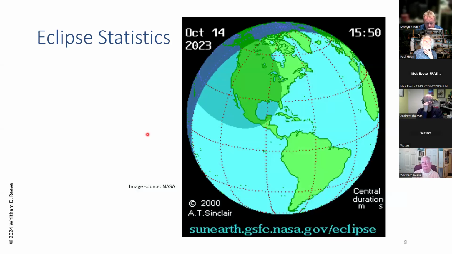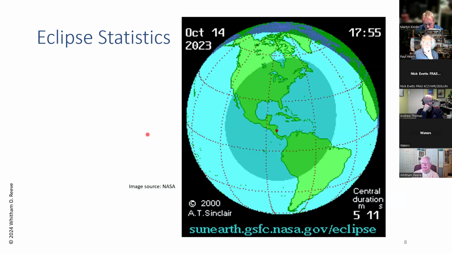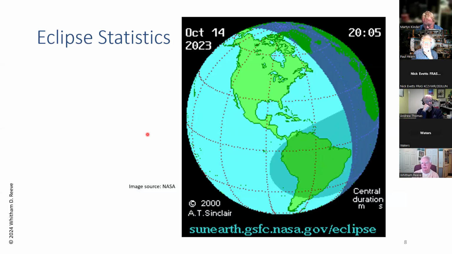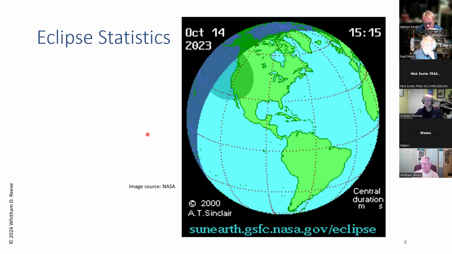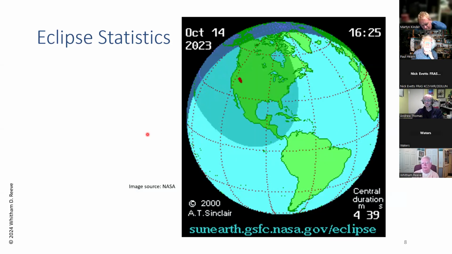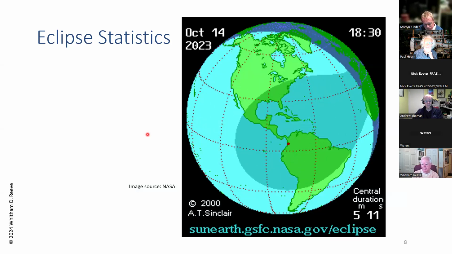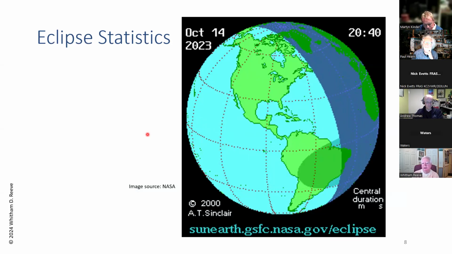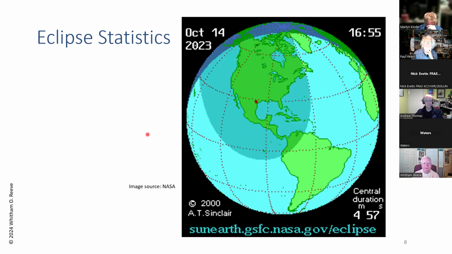Now here's an animation that NASA put together that shows the path of this eclipse as it moves from the North Pacific down through South America and beyond. This is another thing that NASA has done: they've produced these animations for just about every eclipse that is in the livable future. So again, you can go to their website and download these images. They have huge tables of eclipses for you.